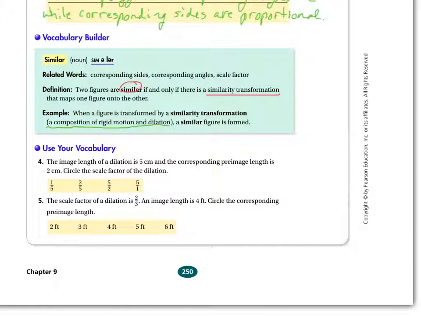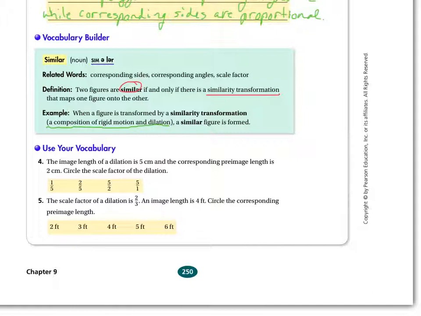So what transformations are rigid motions? Translations, reflections, rotations, and a glide reflection. One of those mixed with a dilation will create a similarity transformation, in other words, a similar figure, mostly because you've got that dilation in there. The first four that we talked about, the rigid motion transformations, create congruent figures, but the minute you include that dilation, then you get that similar figure.